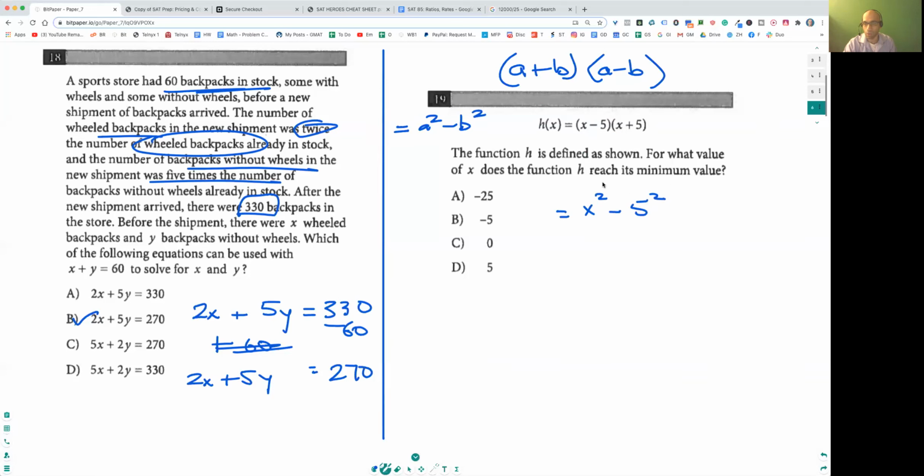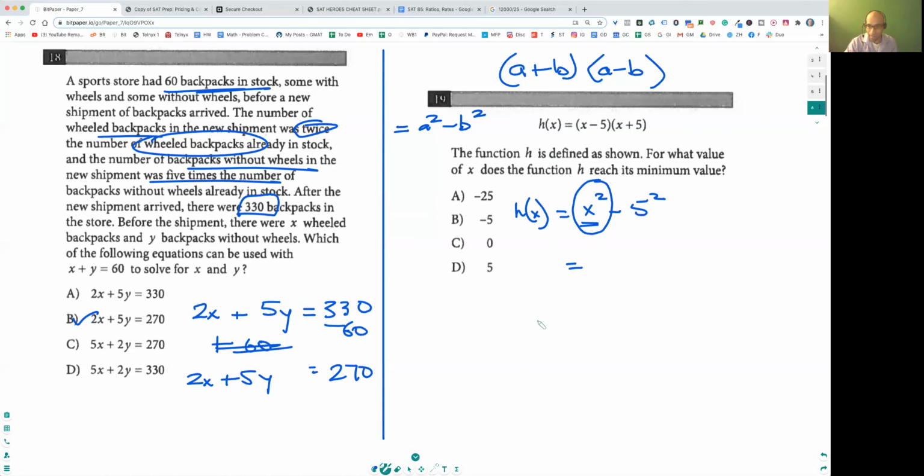So for what value does it reach its minimum? Let's see if you can solve it. Remember, it's got a minimum value. When does it have a minimum value? Remember, this is a squared quantity right over here. So it's basically asking, when does this have its minimum quantity?